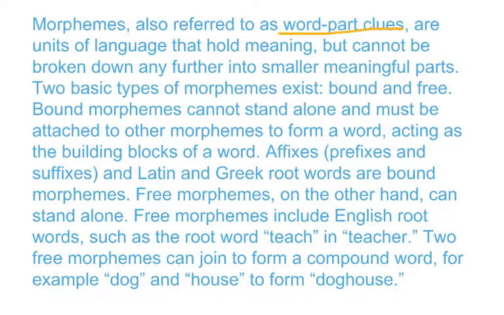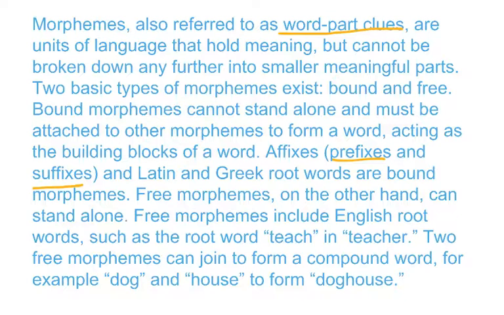Bound morphemes cannot stand alone and must be attached to other morphemes to form a word, acting as the building blocks of a word. So for example, affixes, which is what you get when you combine prefixes and suffixes as one word, are bound morphemes. And Latin and Greek root words are bound morphemes because they cannot act as words on their own. You have to combine them with other word parts to make a word.